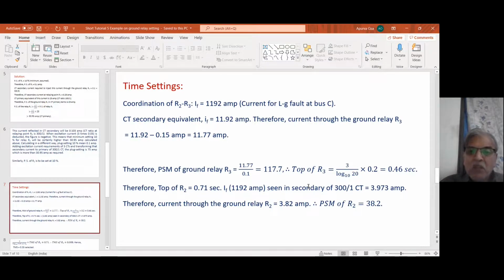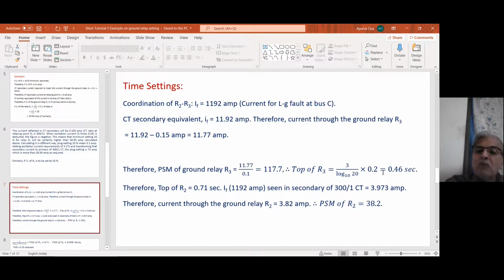So what is the PSM? PSM is fault current. See, we have not gone to the primary side. We have to come to secondary, must in ground relays. 11.77, that is the fault current, upon 0.1, 10% is the plug setting. So my plug setting multiplier is 117.7, which is obviously much higher than 20. And I cannot take in my calculation formula 3 upon log 117 because the time is constant at 20. So I take log 10, 20 only, into 0.2 TMS I have assumed, or it is given in the data for R3. So 0.46 second is the time of operation of relay R3.